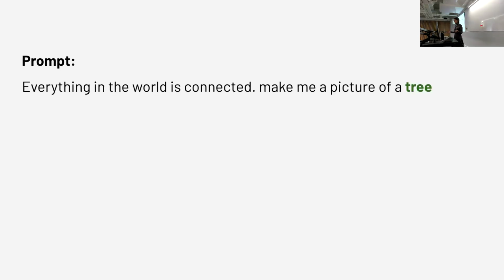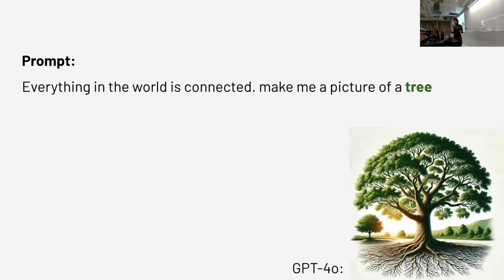Okay, I try some other requests, still no roots, and eventually I prompt, everything in the world is connected. Make me a picture of a tree. And this was the first time that I got back a tree with its roots pictured.